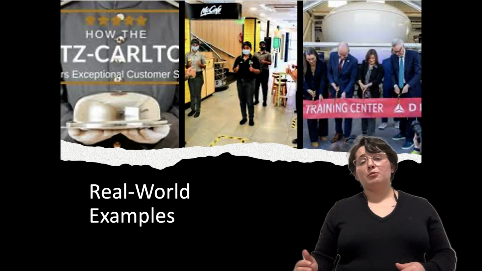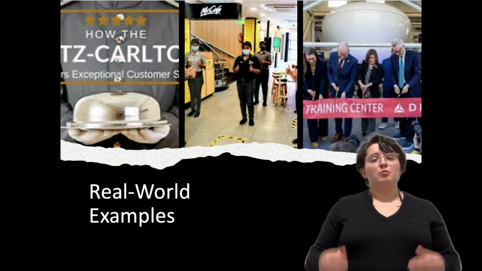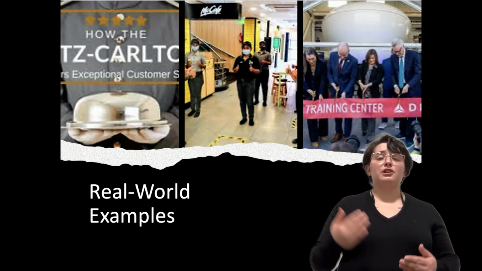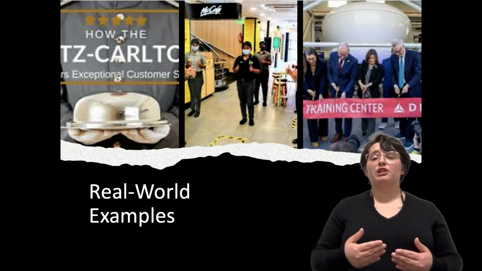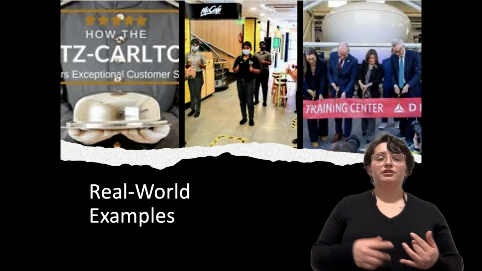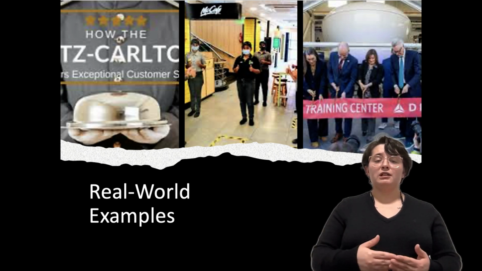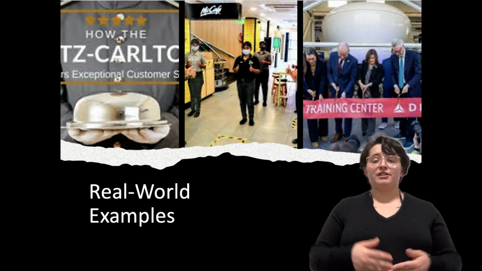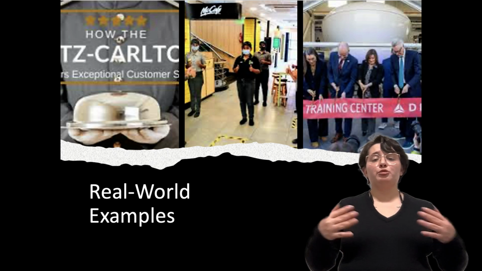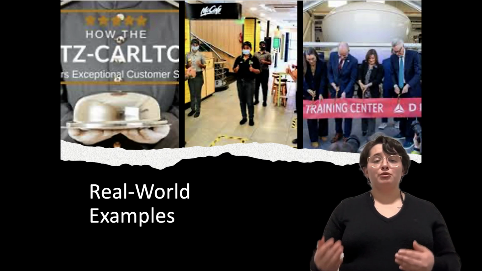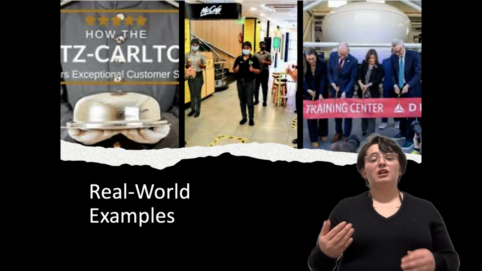A real-world example of observational learning is McDonald's training program. McDonald's, one of the largest fast food chains in the world, applies observational learning through its structured employee training program. New hires spend time shadowing experienced workers, learning how to assemble meals quickly, handle customer service interactions, and maintain quality control. Through observation and hands-on practice, employees master their roles efficiently, demonstrating how powerful observational learning can be in a high-volume business.